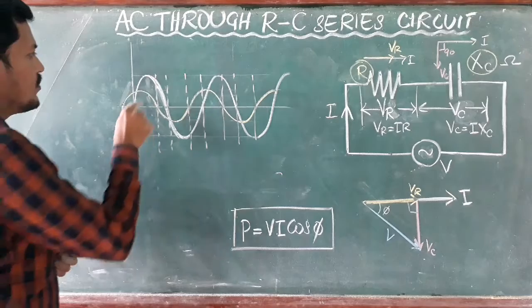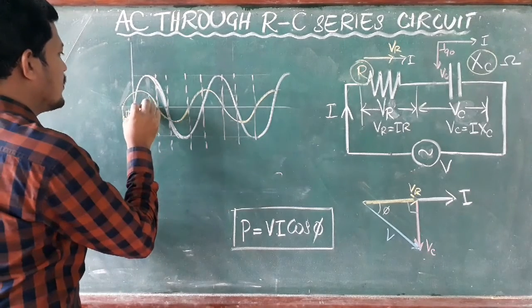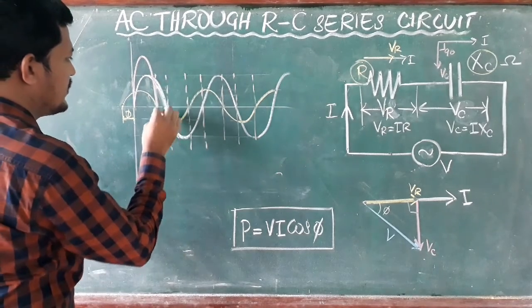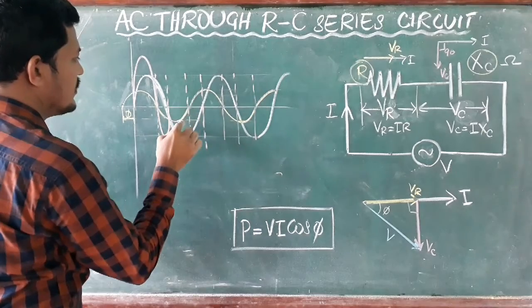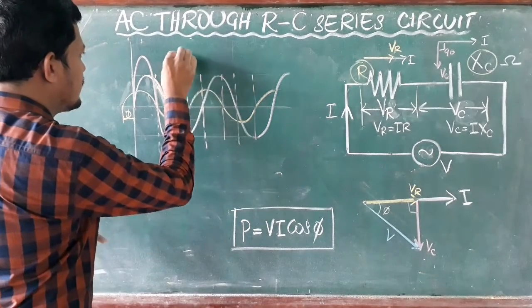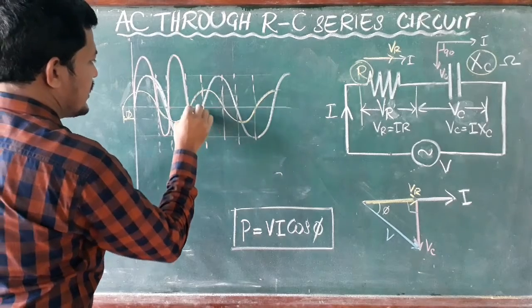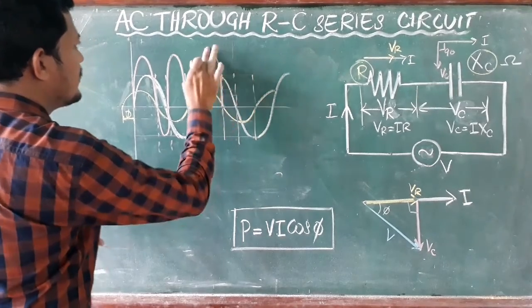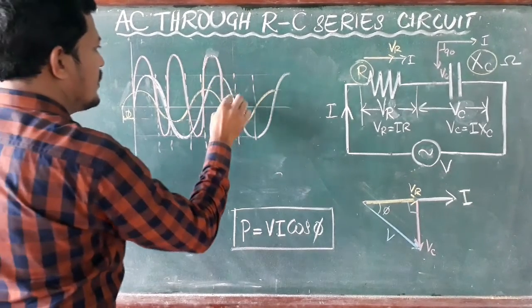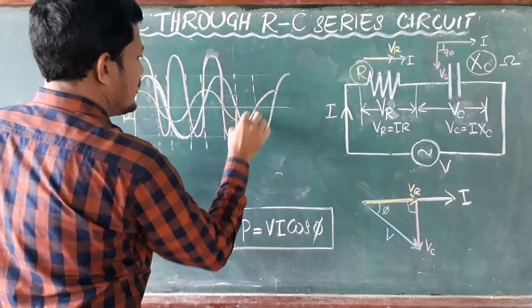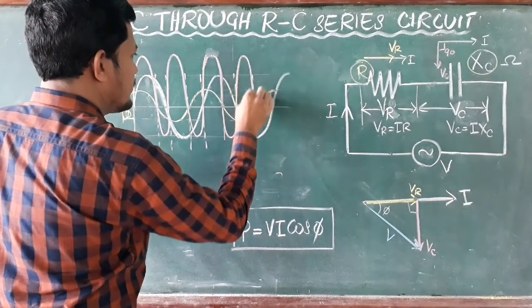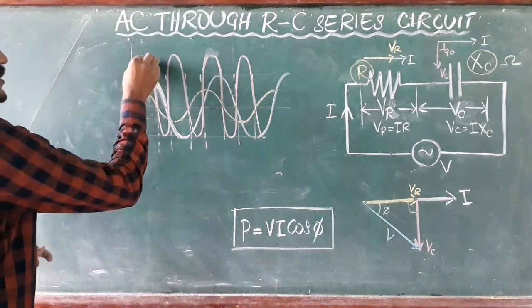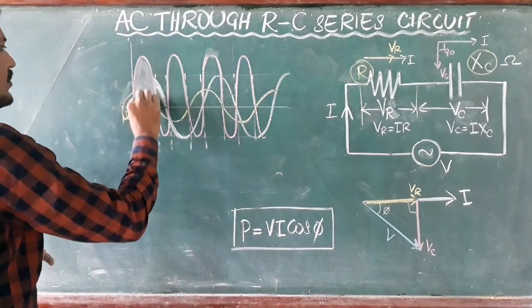Now the power: here positive current, positive voltage, so power is positive. Here positive, negative, so negative power. Negative, negative, positive power. Positive, negative, negative power. Positive, positive, positive power. Positive, negative, negative power. Negative, negative, positive power. Again positive, negative, negative power. So I am marking color here. This is the power waveform in the RC circuit.